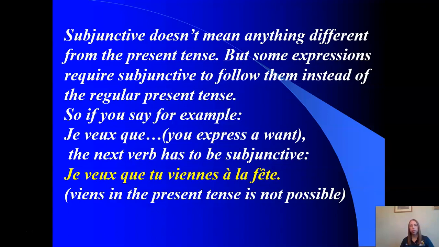D'abord, first thing in English, and I had this on your slideshow last year. The subjunctive doesn't mean anything different from the present tense. So you're like, why the heck do we have to use it? There's some expressions in French that require the subjunctive to follow them instead of the regular present tense.